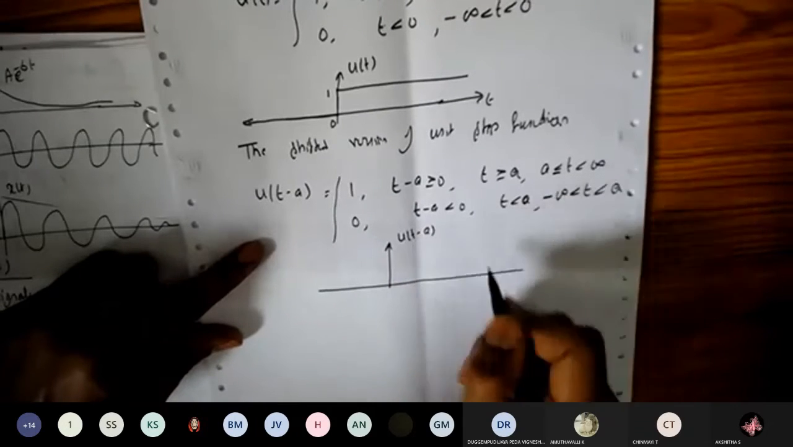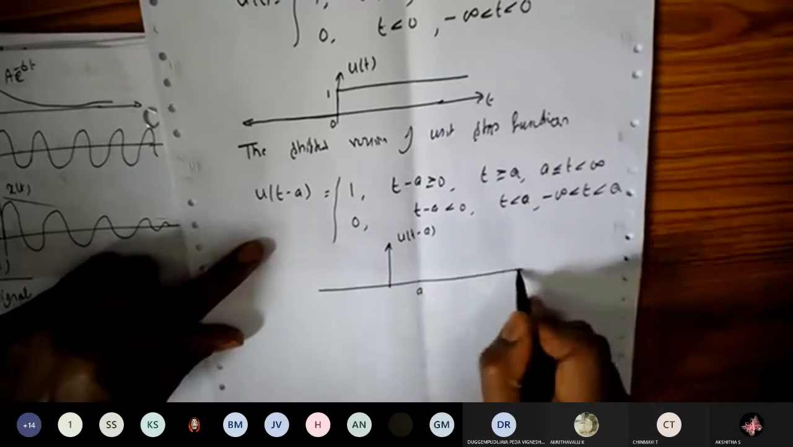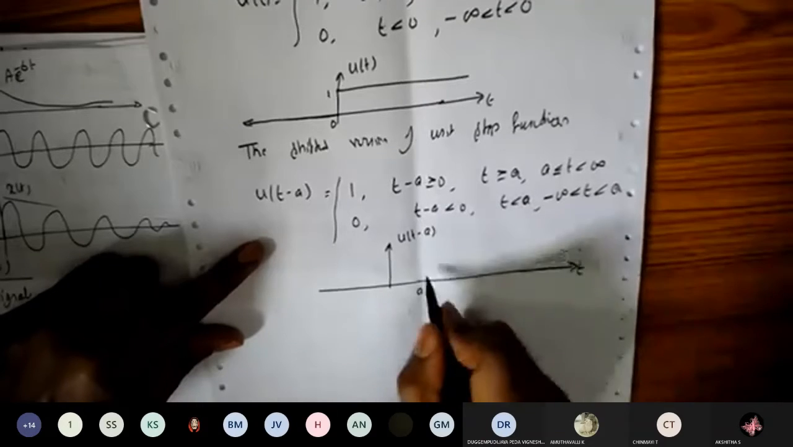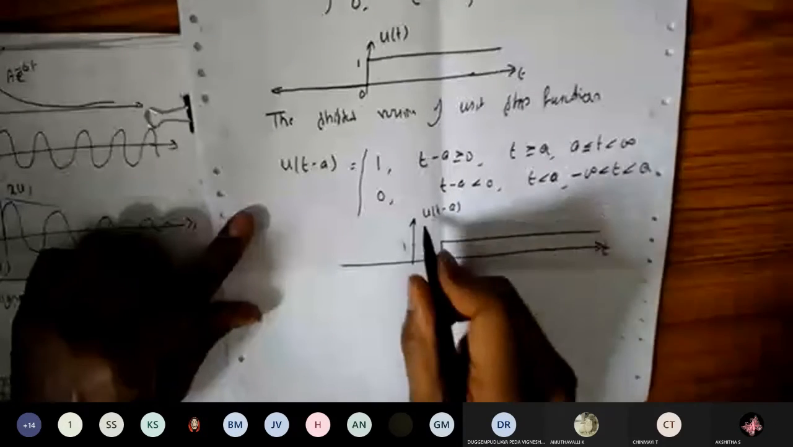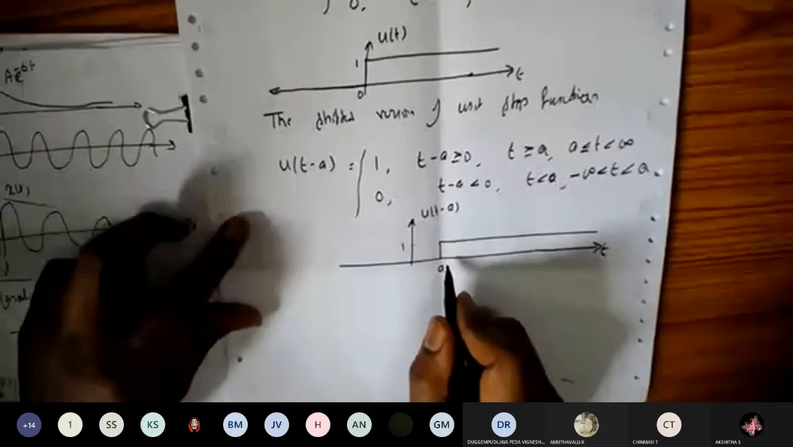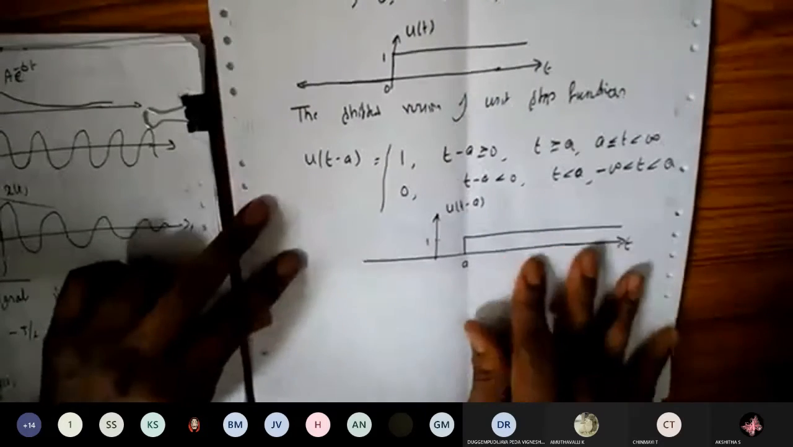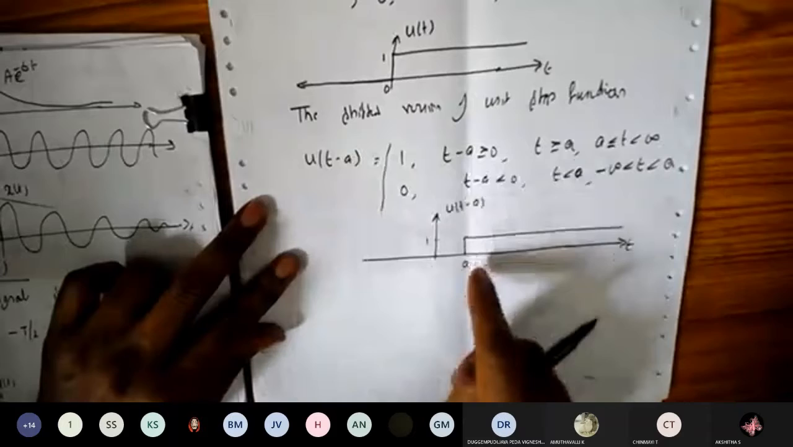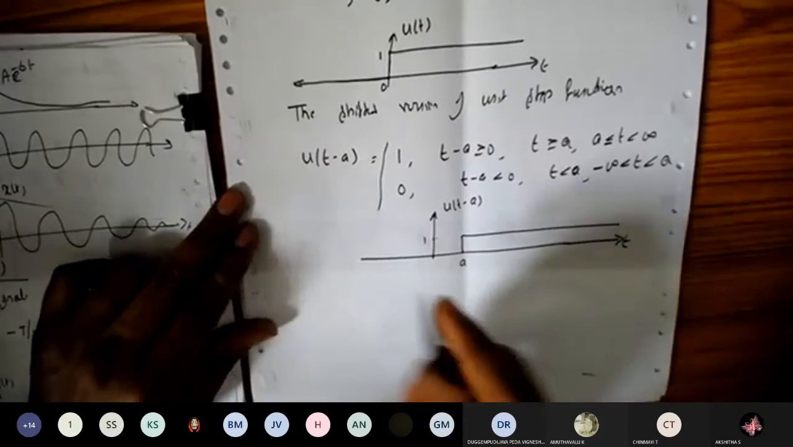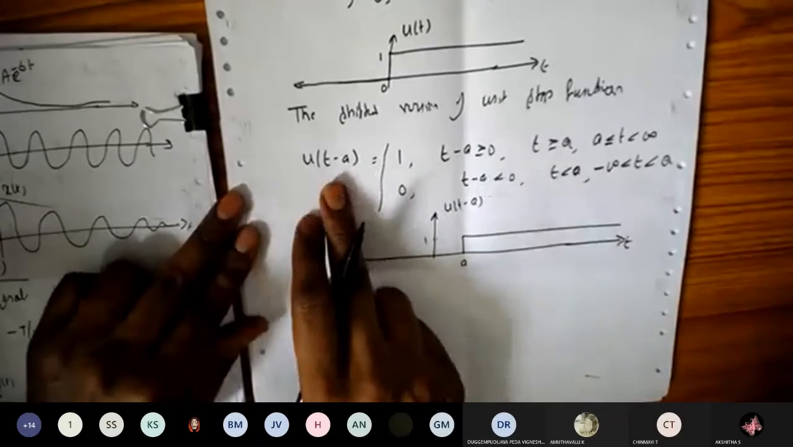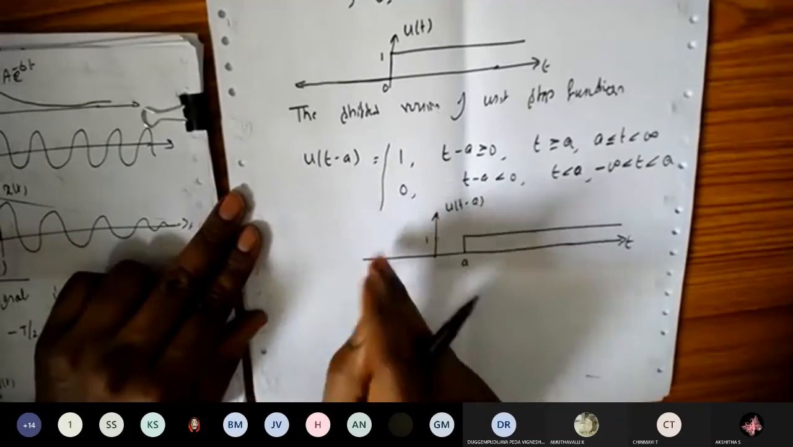So u of t minus a, I'm going to define something called a here. So this is t. I'm going to define a as a positive number. So from a up to infinity, it is having the value 1. Okay. For the time being, keep in mind that minus means we are going to shift the signal towards the right side. So this is the right shifted version of the unit step function. Okay. So got it now.